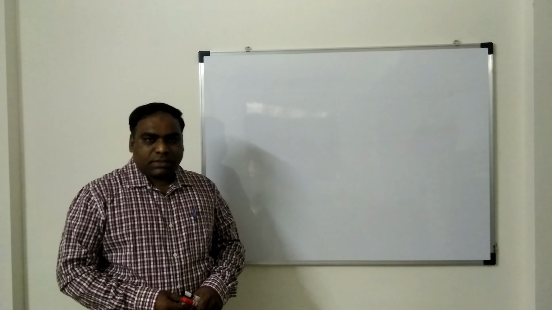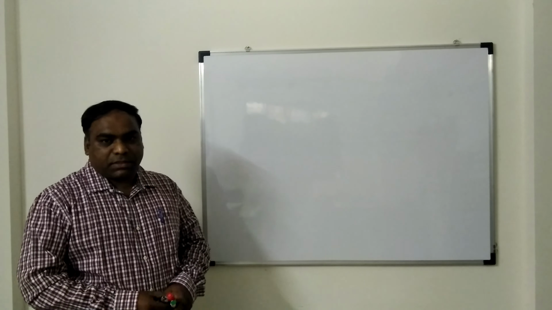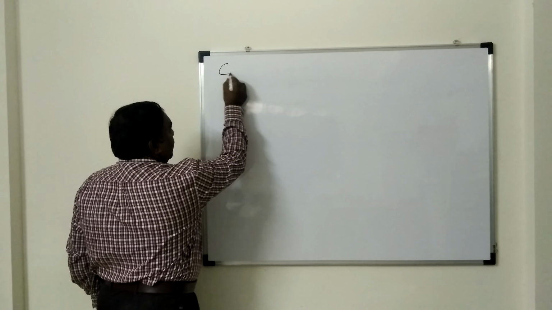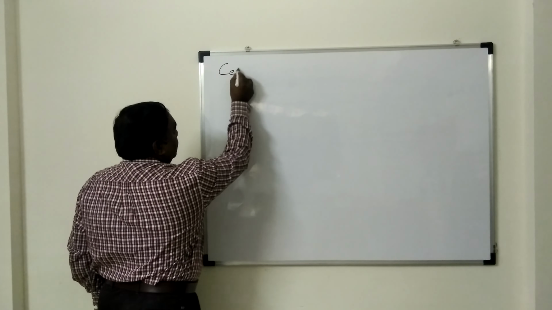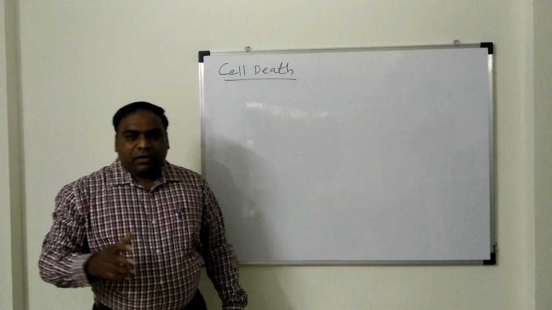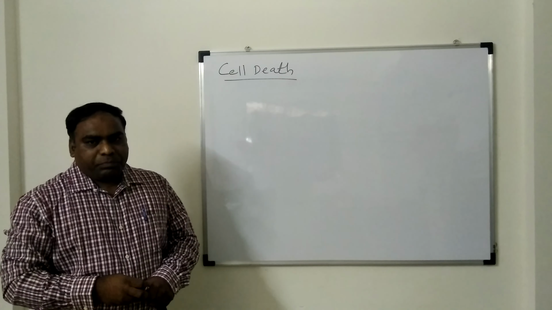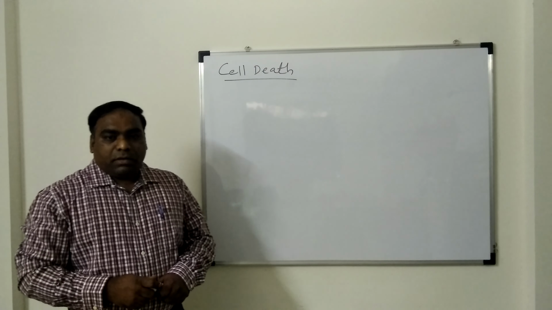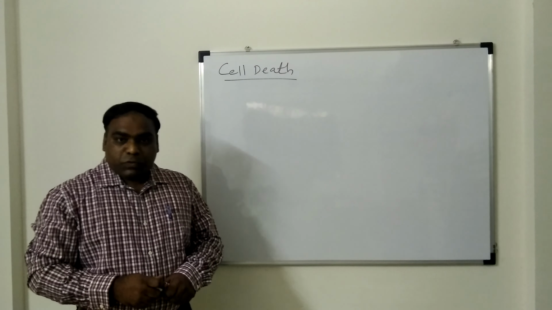Today we are going to discuss a very important aspect of cell biology, that is cell death. We know that in living organisms most of the cells are regularly replaced by new cells, each cell type having a particular lifespan in the body of the organism. So old cells are replaced by new cells. This is a process where old cells undergo death.